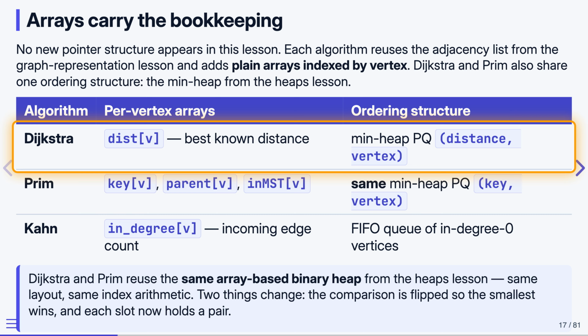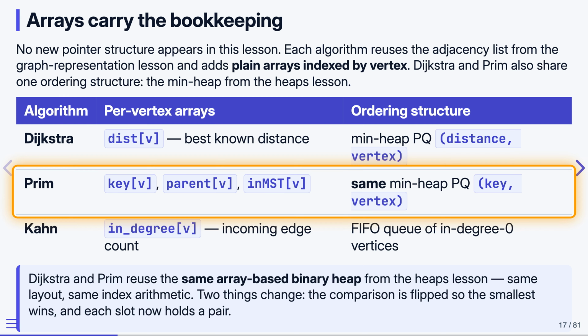Dijkstra stores the best known distance to each vertex in the array dist of V. It orders its work with a min-heap priority queue that holds a distance and a vertex. Prim stores a key for each vertex. The key is the cheapest edge that can join that vertex to the tree. It also stores a parent and a small flag saying whether the vertex is already in the tree. Prim uses the exact same min-heap as Dijkstra.